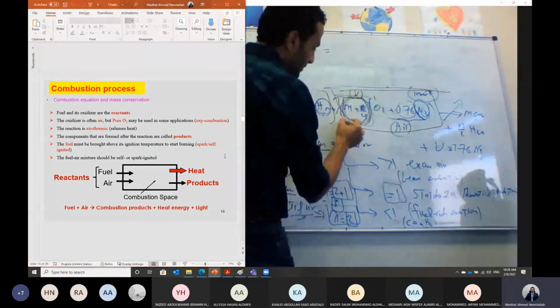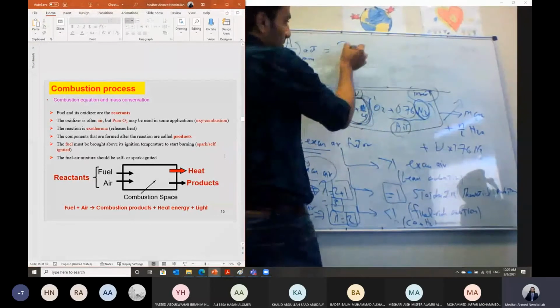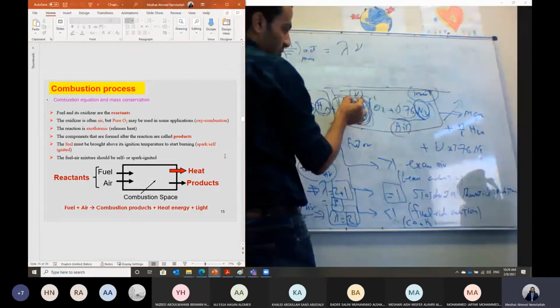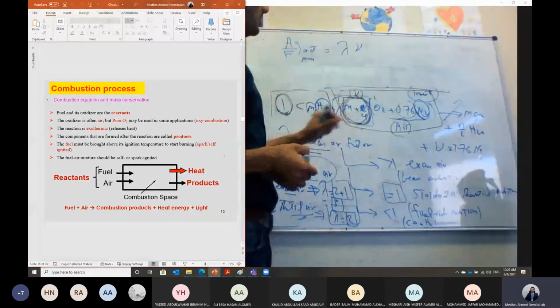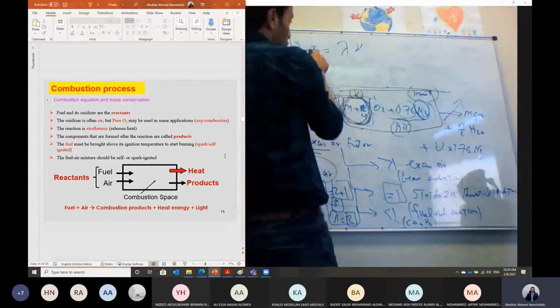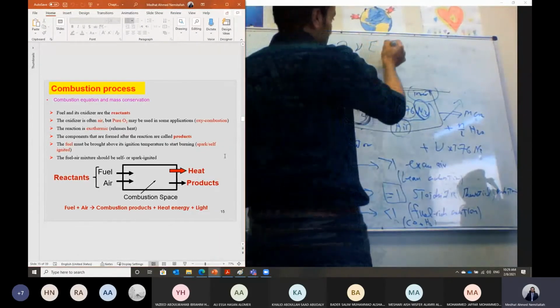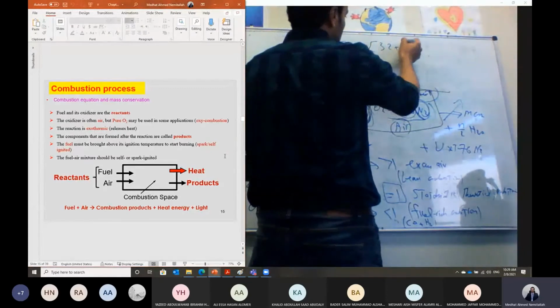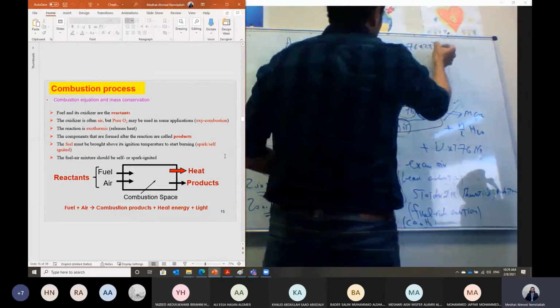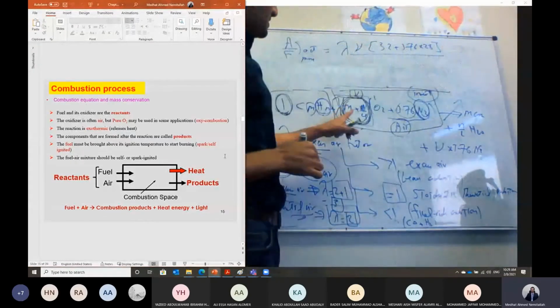The number of moles of air is equal to what? Lambda multiplied by gamma, which is m plus n over 4. This is the number of moles of gas for the actual combustion, multiplied by the molecular weight, which is 32 plus 3.76 multiplied by 28. This is for the air.